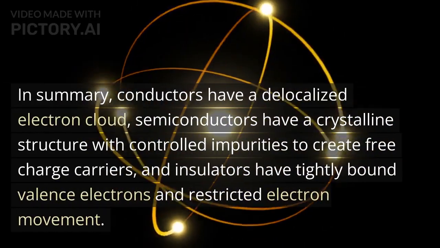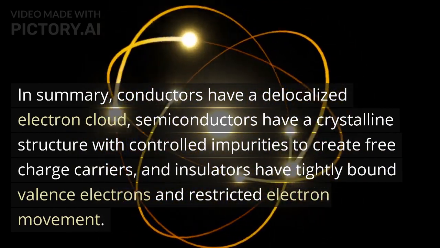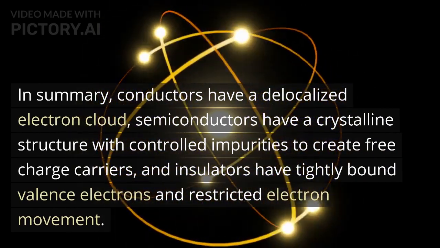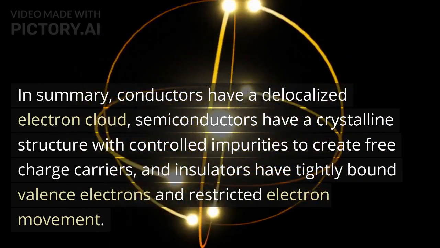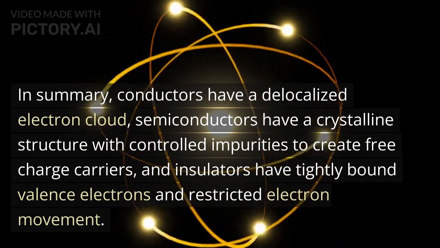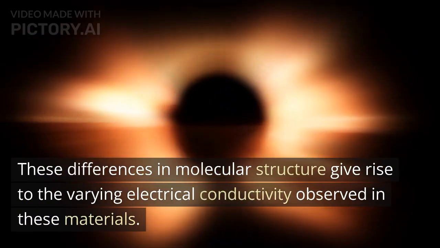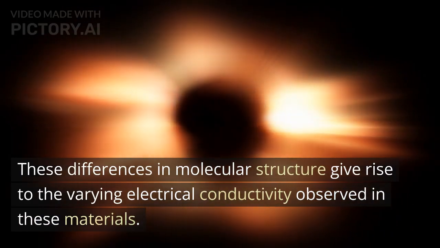In summary, conductors have a delocalized electron cloud, semiconductors have a crystalline structure with controlled impurities to create free charge carriers, and insulators have tightly bound valence electrons and restricted electron movement. These differences in molecular structure give rise to the varying electrical conductivity observed in these materials.